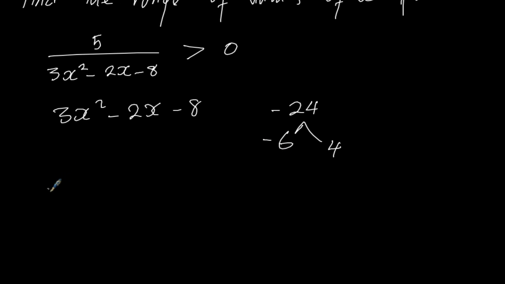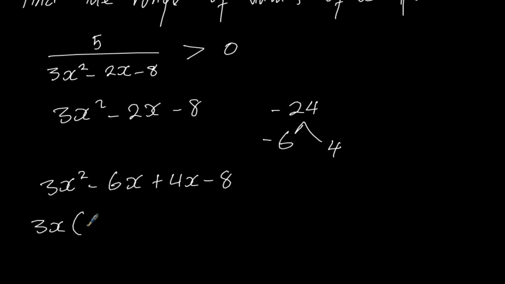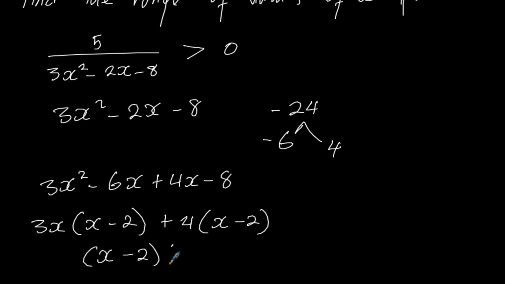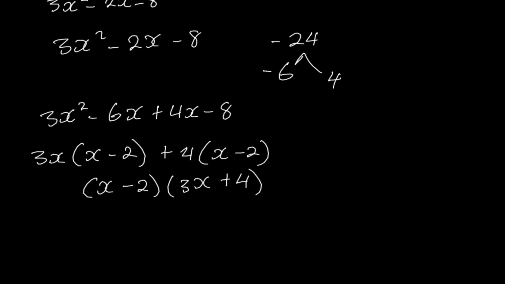Then I substitute in. That will be 3x squared minus 6x plus 4x minus 8. The common term is 3x for the first two terms. That will be x minus 2. And then plus, the common term is 4, x minus 2. So the common term for the whole expression is x minus 2, and we are left with 3x plus 4. So from this, we have our critical values.